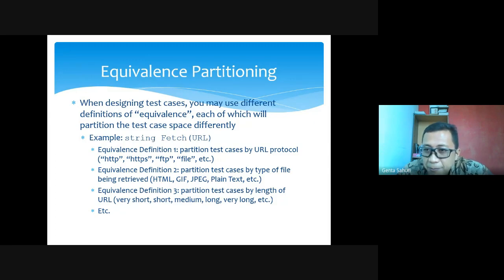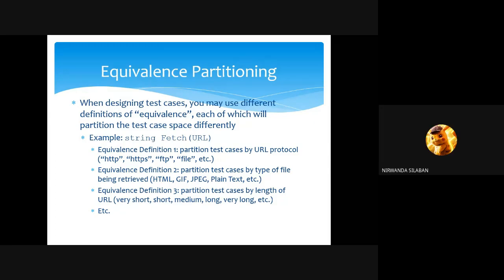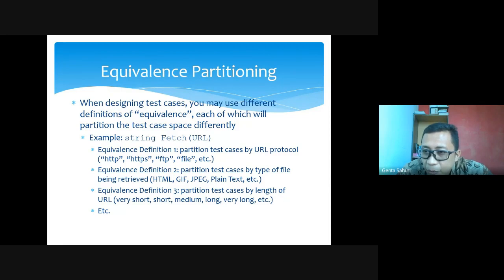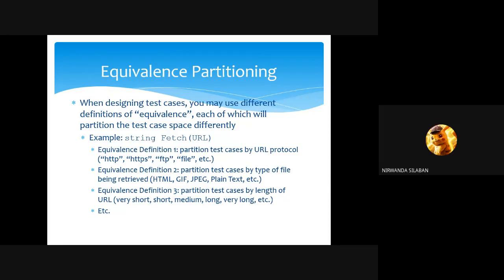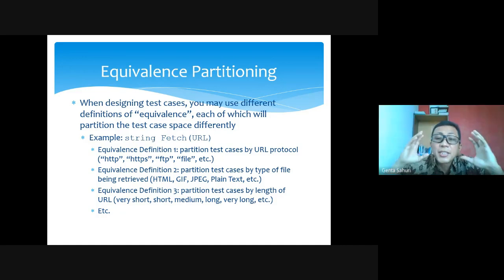Okay, Nirwanda, there's three. What are they, Nirwanda? So 1 to 100 is a valid age. If lower than one, it is an invalid age, and if the highest is 100, it is a valid age. Okay, the classification is too general, Nirwanda. It's still too general.